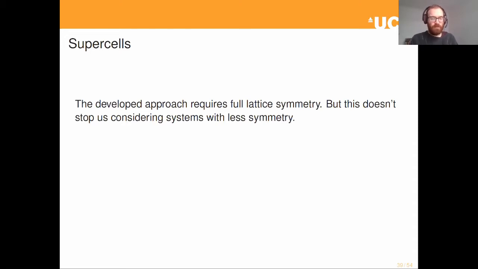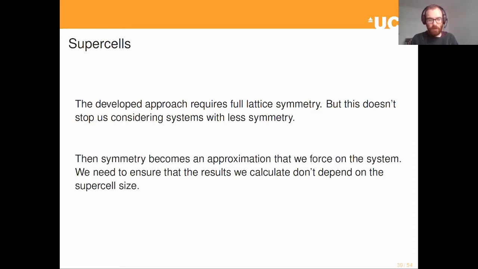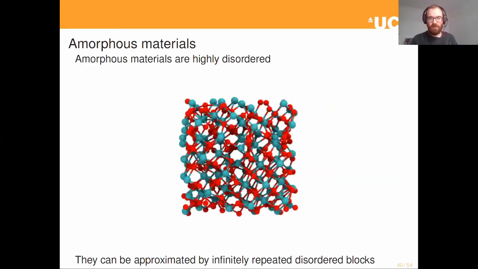So although we've developed an approach that's based on this kind of ideal symmetry, it doesn't mean that we can't use it to simulate things with less symmetry, but that symmetry will then play the role of being an approximation we force on the system. And the symmetry that's forced on the system will depend on the size of the simulation cell we used. So it'll become an important parameter again to understand in terms of the accuracy we want to achieve.